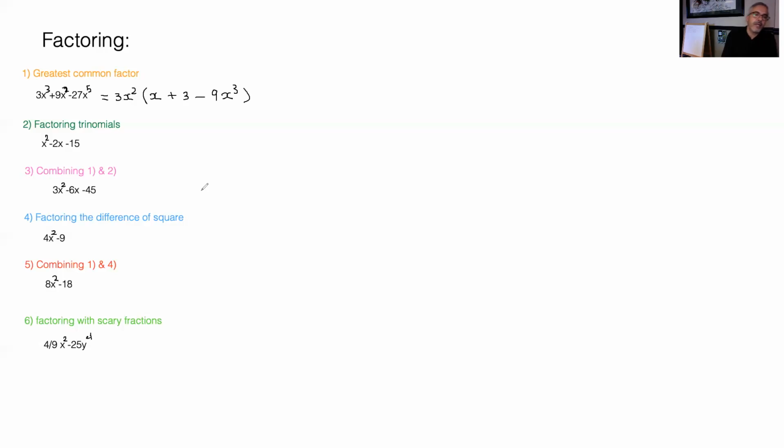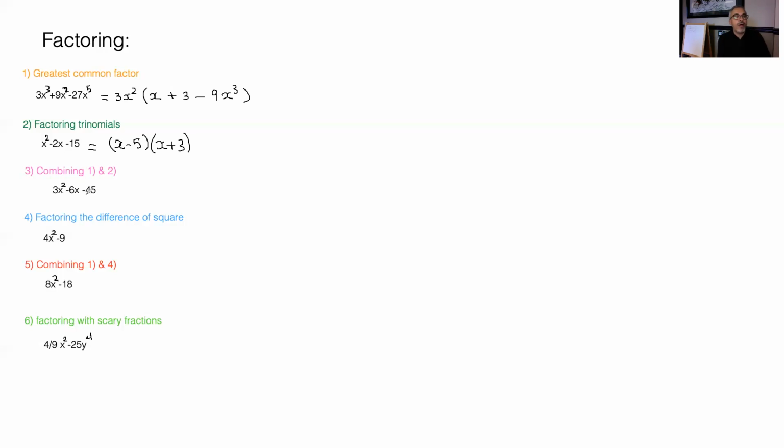The next factoring is factoring trinomials. When we factor trinomials, we open two sets of brackets. x squared minus 2x minus 15. So what we do, we look for a number that multiplies to give me negative 15 and adds to give me negative 2. So this will be x minus 5, x plus 3, because negative 5 times 3 is negative 15, and negative 5 plus 3 will give me negative 2. So what multiplies to give me negative 15 and adds to give me negative 2 is negative 5 and 3.